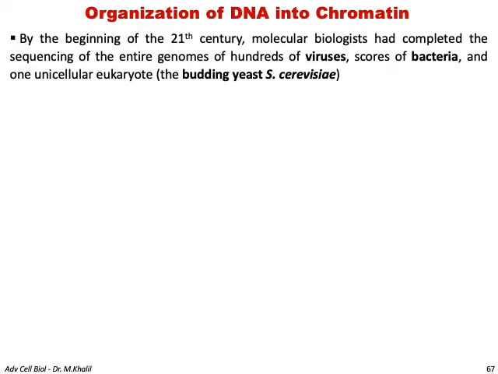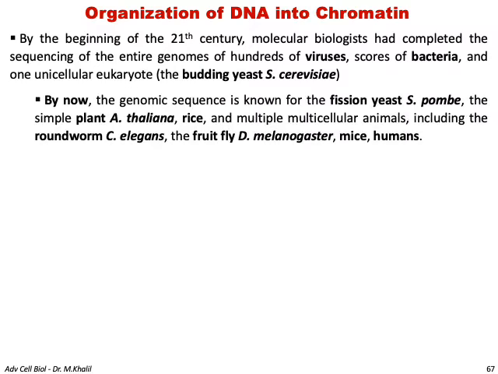Hello, we'll continue our lectures about the organization of DNA into chromatin. By the beginning of the 21st century, molecular biologists had completed the sequence of the entire genome of hundreds of viruses, bacteria, and one unicellular eukaryotic organism, which is the budding yeast S. cerevisiae. By now, the genetic sequence is known for the fission yeast S. pombe, the simple plant A. thaliana, rice, and multicellular animals, including the roundworm C. elegans, the fruit fly Drosophila, mice, and human.